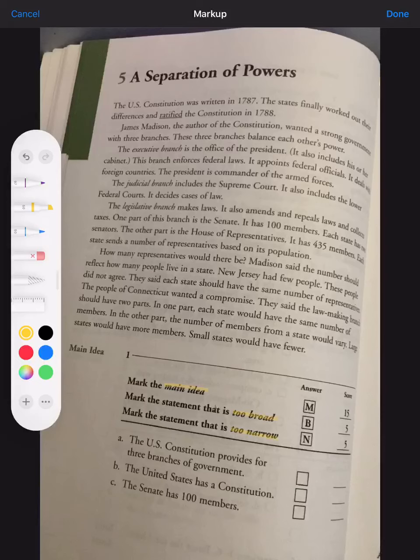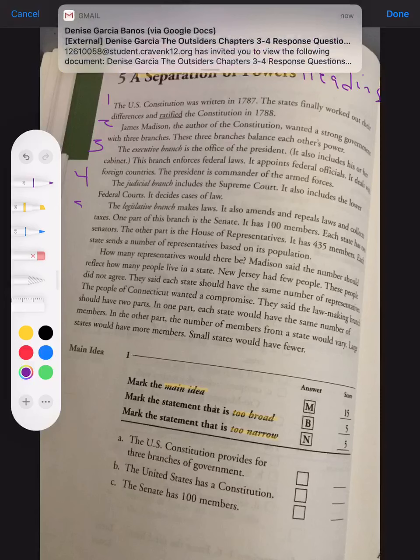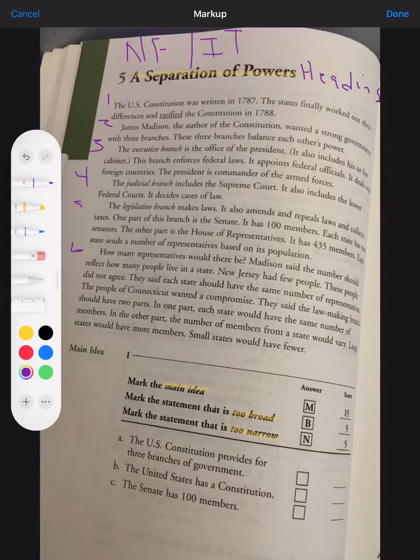Let's scoot up to the top and highlight our heading, and we will label that as a heading, but not right there. Let's come over here. Heading, and we know this to be nonfiction, which is informational text, and we will number our paragraphs. So we have 1, 2, 3, 4, 5, 6. All right, so let's get to work.